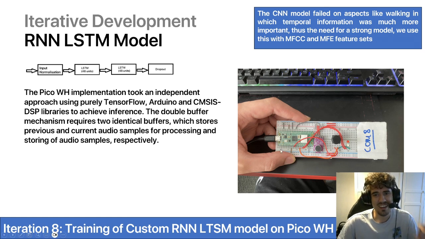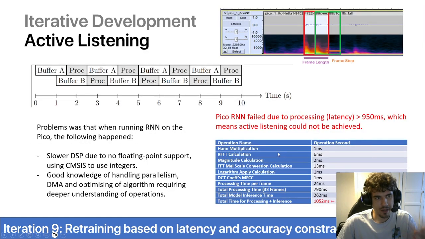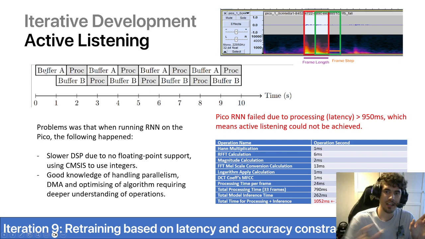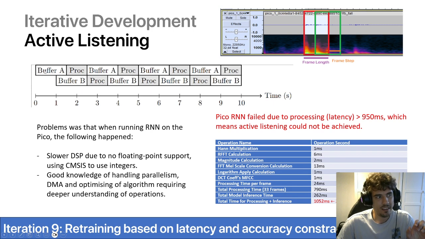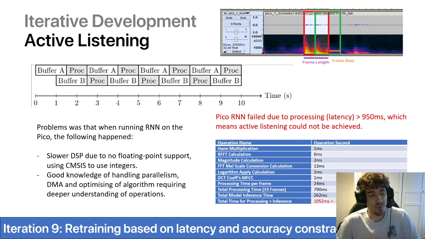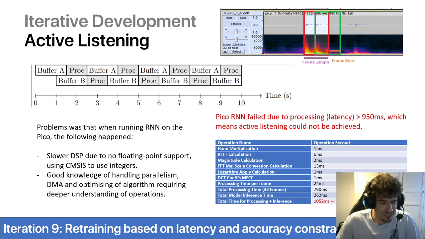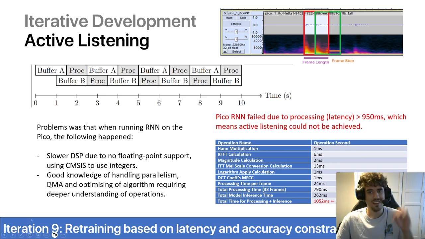The idea here was that it needed active listening, and this is a really big problem. The idea is that I had 2 buffers, buffer A and B, and it records for 1.5 seconds and it has to process within 1 second to be able to maintain these buffers. What happened was that I was not able to process within the 950 milliseconds to be able to achieve active listening, and so it can only listen and then process. I think I could possibly do it if I knew more about how to parallelize the program. That includes using threads and DMA, so direct memory access. There are a lot of very low-level things.